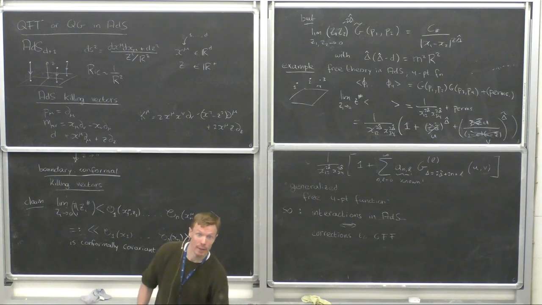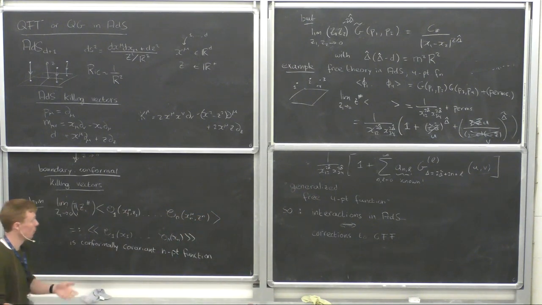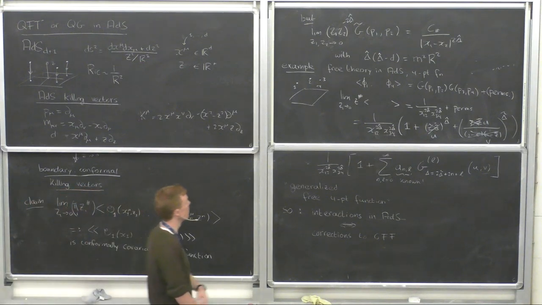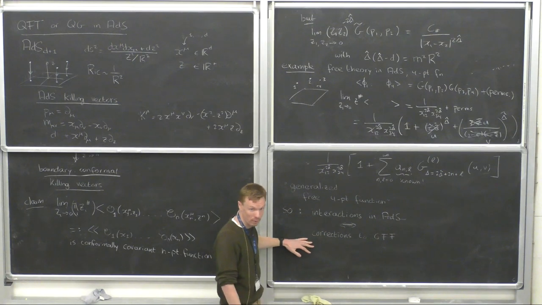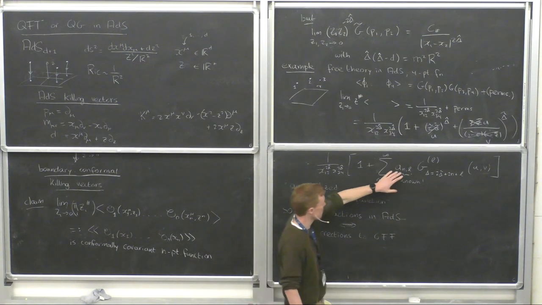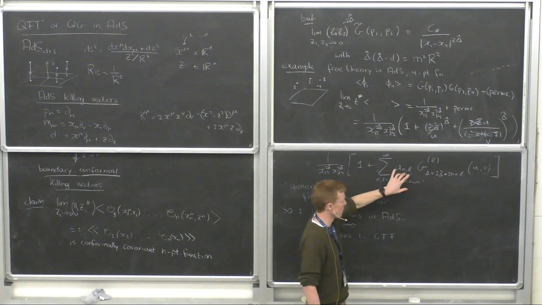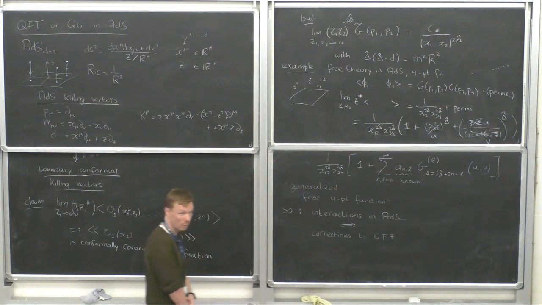Now, what can these interactions be? They can be like interaction. If you put lambda phi fourth in ADS, then you're going to get some diagrams in ADS that you can compute, and you will get some small correction to the GFF. So you will see that as some small corrections to the scaling dimensions and some small corrections to the coefficients.